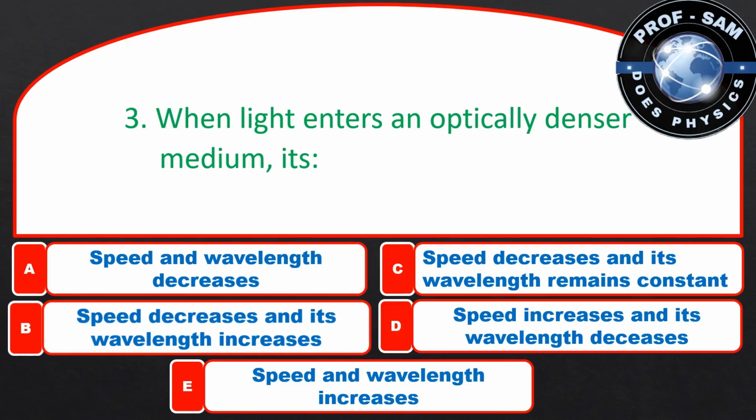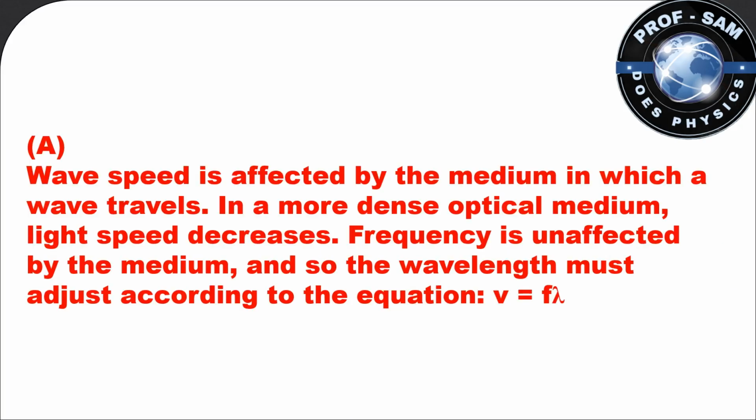When light enters an optically denser medium, what happens? So don't forget that whenever there's a change in the optical medium or the optical density, the only parameter that remains constant is frequency. The frequency is unaffected, but there'll be a change in both the wavelength and the wave speed. So the correct option here is option A.